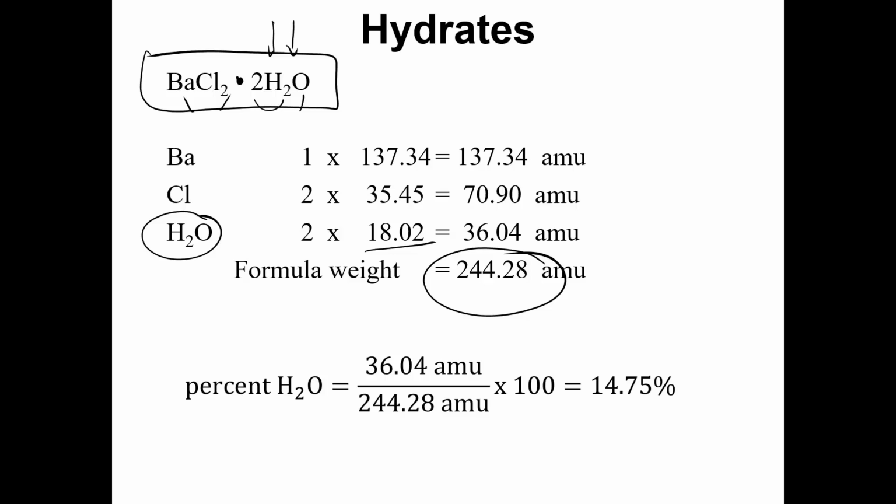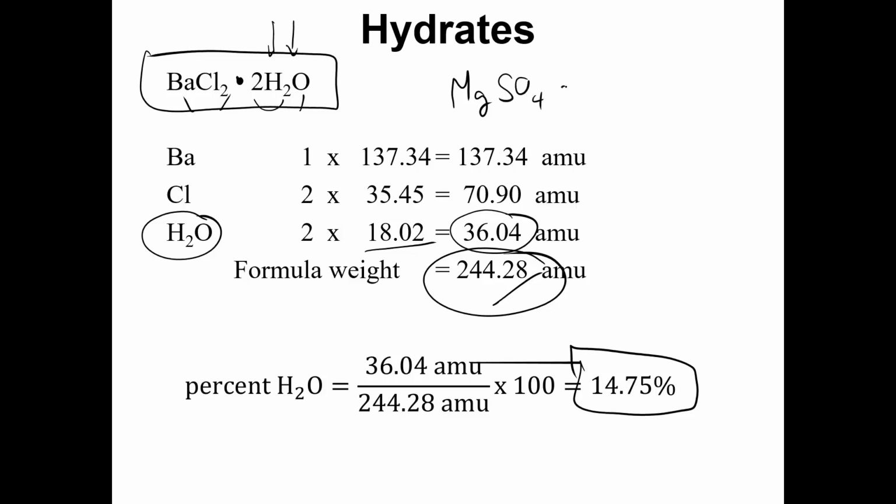So all you do is, of course, percent is part divided by total. So this is part water, divided by total times 100, so there are 14.75% water in it, except in your case you are going to have magnesium sulfate, and you're not told how many water molecules are in there. So you're going to determine that.